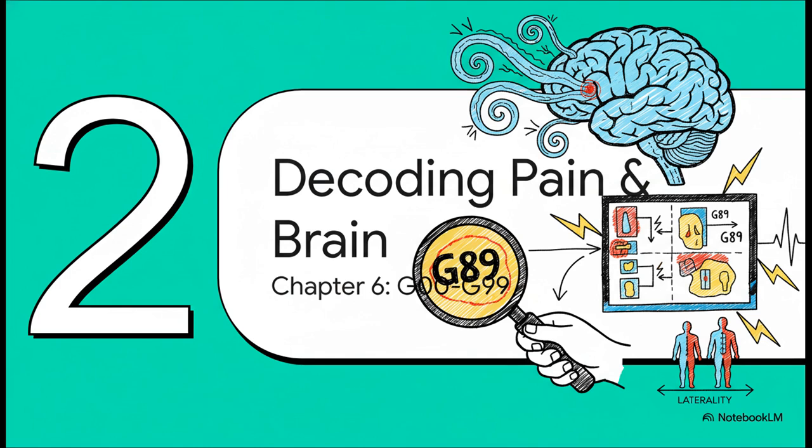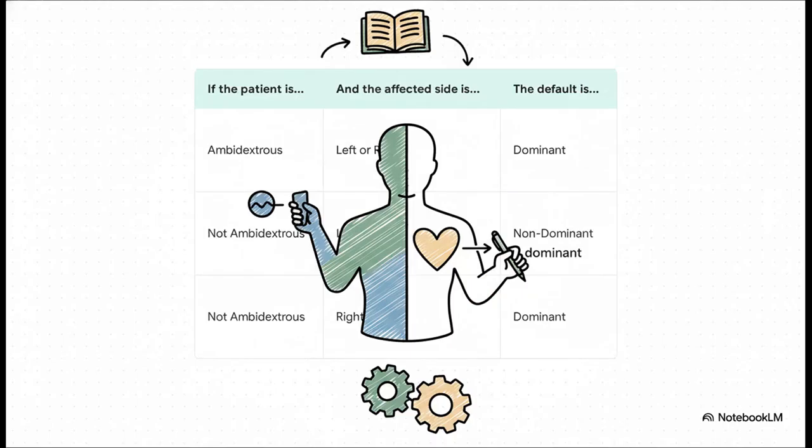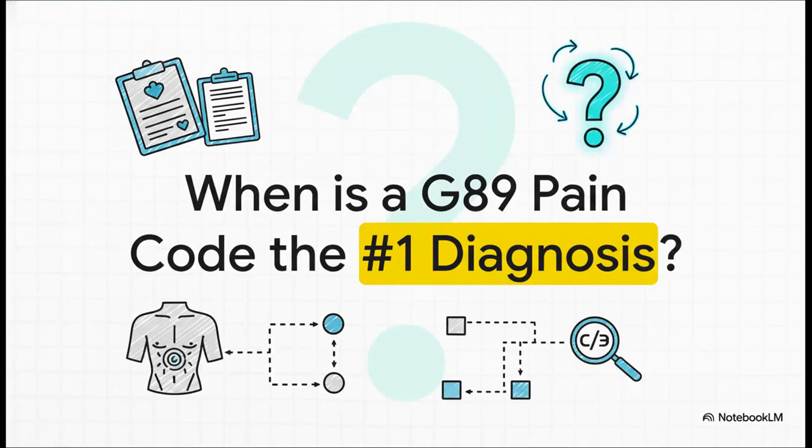We're heading into Chapter 6 now, the nervous system. This is where we get to tackle those famously complex G89 pain codes, plus a few rules about left versus right side. First off, a quick but super handy rule of the road. Think about something like hemiplegia. If the doctor notes the affected side but doesn't say if it's dominant or not, this table is your cheat sheet. For a right-handed person, it's simple. Right side defaults to dominant, left to non-dominant. Pretty straightforward, right?